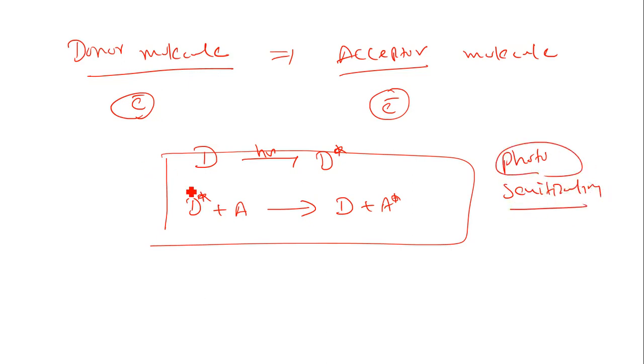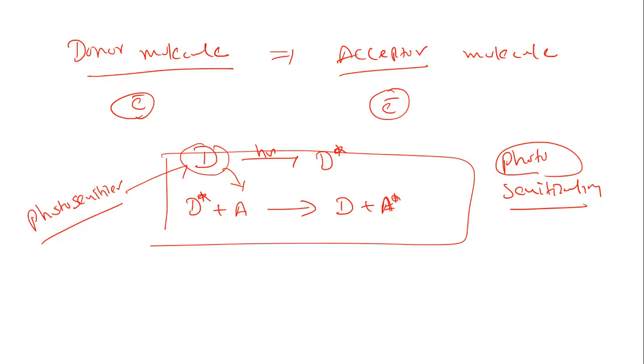So now D accepts the energy from the photochemical condition and gets excited. Now this excited molecule, when it contacts the acceptor molecule, excites the molecule A by losing the energy of D. This phenomenon is known as photosensitization, and D is referred to as the photosensitizer. Why? Because it helps A to get excited. So that is the difference between these two things.